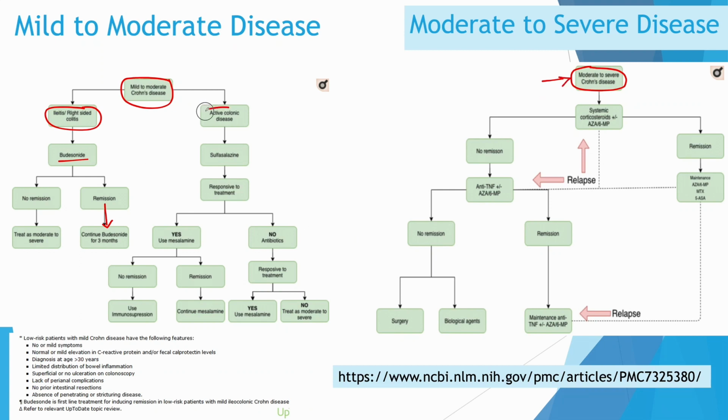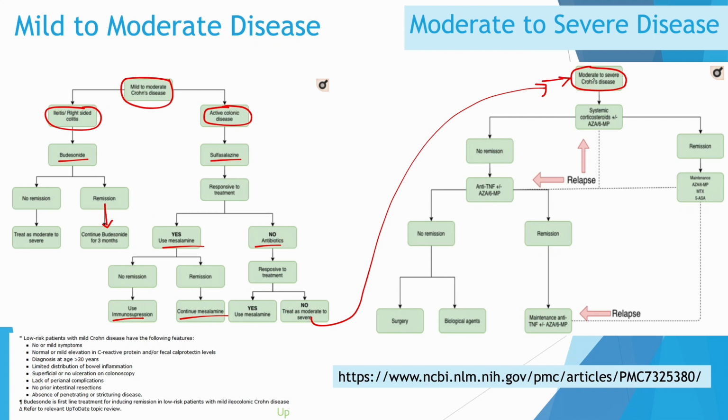Now, if you have colonic disease, so in the colon, you're going to use the mesalamine, the 5-ASA, and then if it's responsive to treatment, yes, you continue using it. If you can hit remission, you just continue using it. If you can't, you want to consider immunosuppression. If you're not responsive to treatment, you can try antibiotics. If they're not responsive to that, you can try this algorithm. So I know it's complicated. I don't expect you to know every single pathway, but it is nice to see it as a whole.